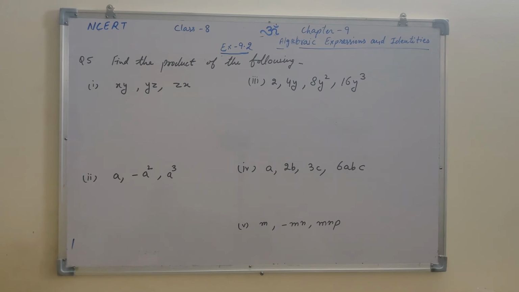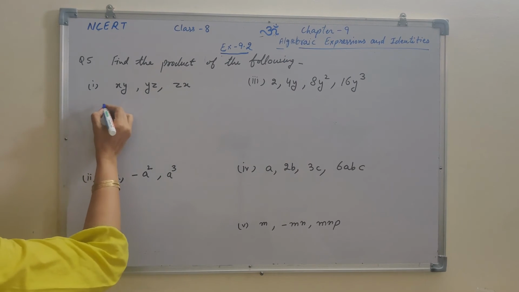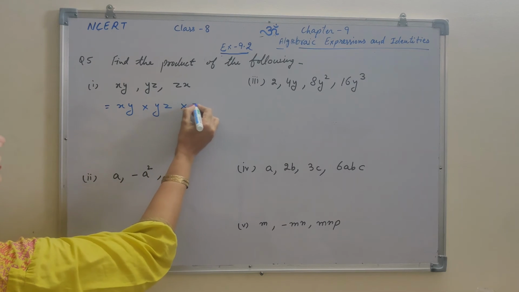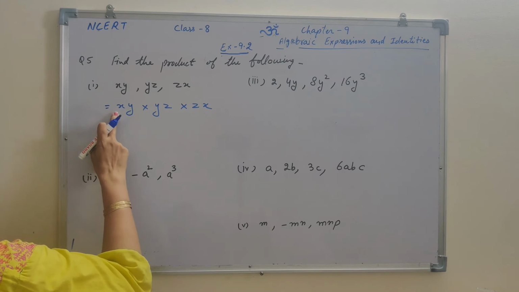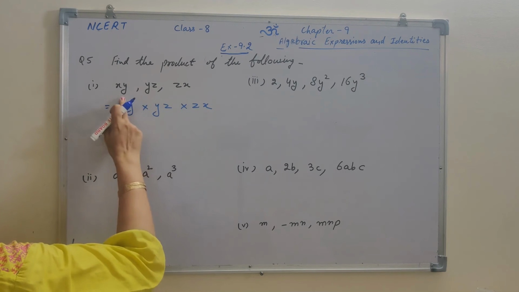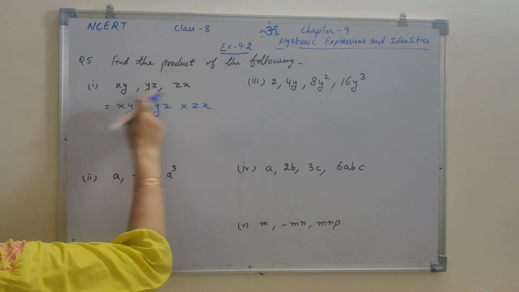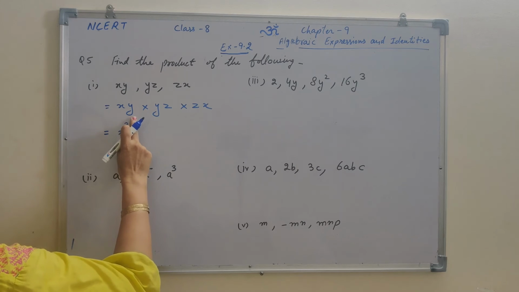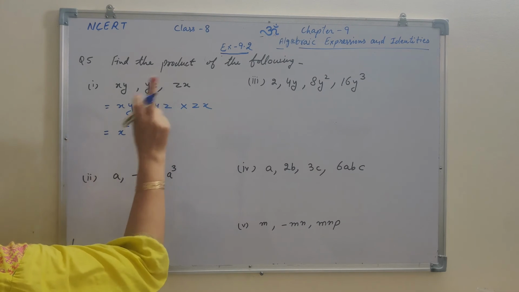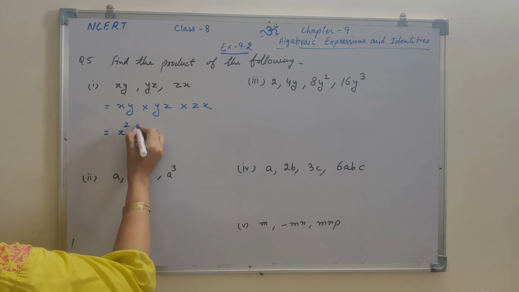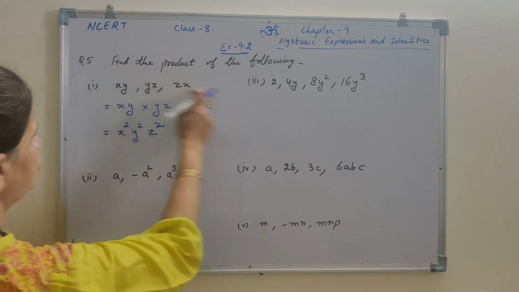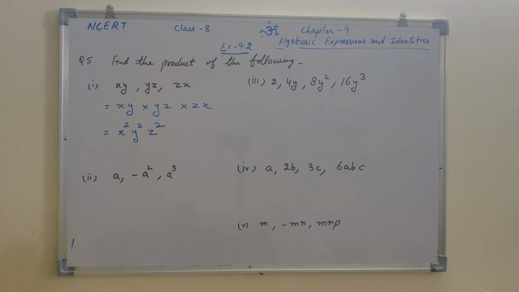Now we see question number 5, find the product of the following. That means we have to multiply xy, yz and zx, right? X we have here and here, both have power 1. So 1 and 1 power 2, so x is x power 2. Y also we have here and here, they both have power 1 and 1, so total becomes y power 2. Similarly z into z, z power 2. So the product of xy, yz and zx is x square, y square, z square.